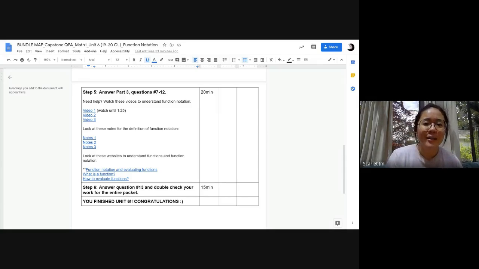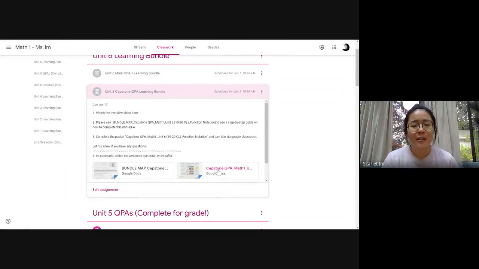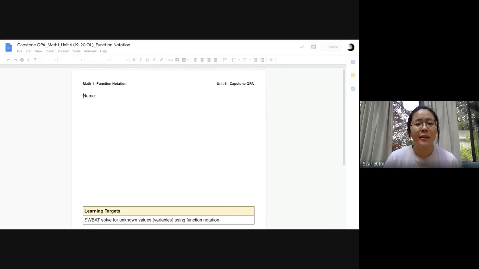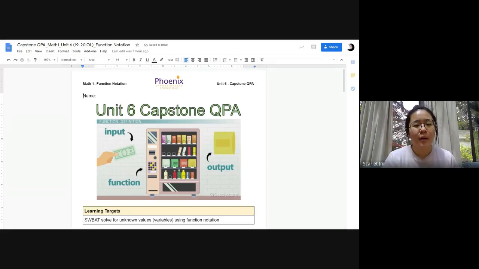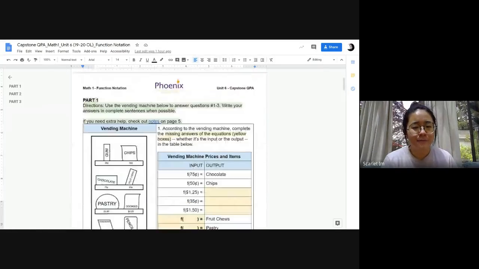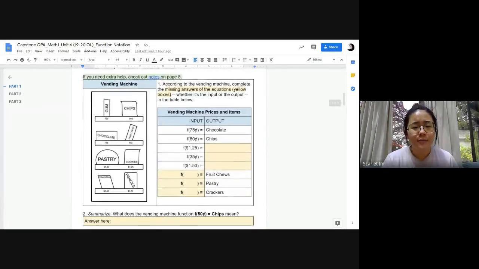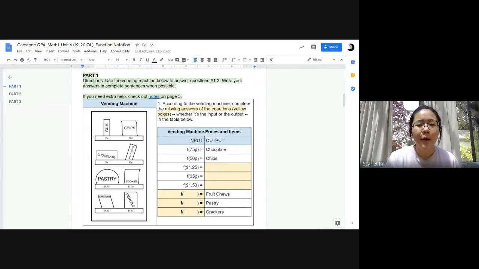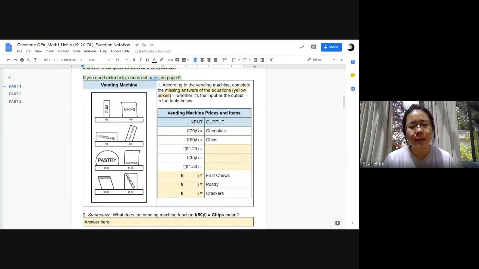The actual document looks like this. So I'm going to go back to Google Classroom, and if I click on the Capstone QPA, it shows up like this. It should make your own copy. Our learning target is to solve for unknown values using function notation. Just for clarification, for part 1, you're going to be writing down your answers in these yellow boxes, all right?